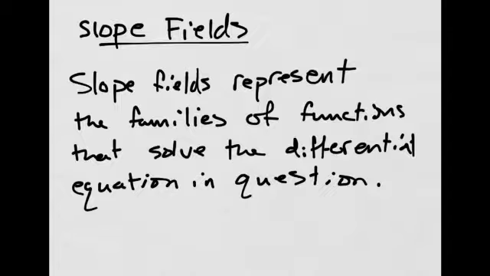Slope fields represent the families of functions that solve the differential equation in question. So it'll give us a picture of what a bunch of solutions could look like depending on their initial conditions, but we'll get to initial conditions later on. So let's just draw a slope field. It literally is a graph of the little slope segments of functions. That's all it is. It's just the graph of the slopes. So let's take a look.